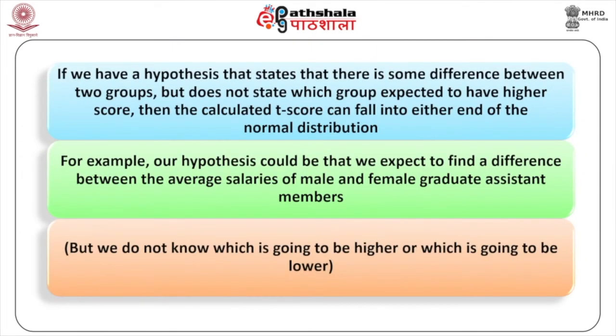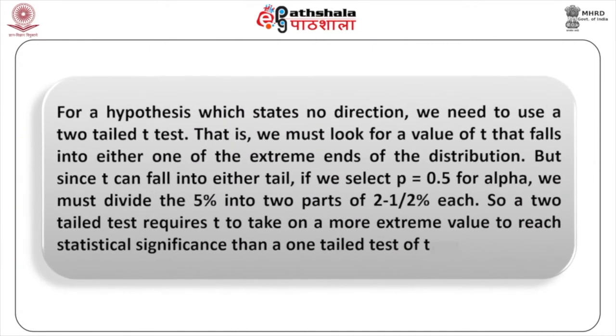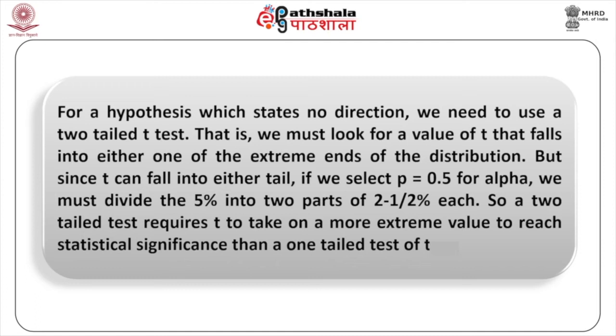If we have a hypothesis that states that there is some difference between two groups but does not state which group is expected to have the higher score, then the calculated t-score can fall into either end of the normal distribution. For example, our hypothesis could be that we expect to find a difference between the average salaries of male and female graduate assistants, but we do not know which is going to be higher or which is going to be lower. For a hypothesis which states no direction, we need to use a two-tailed t-test.